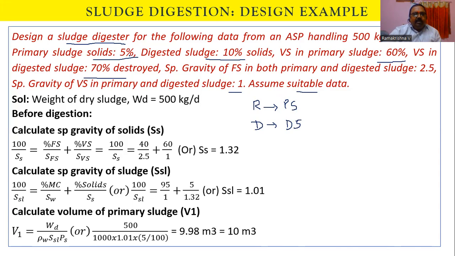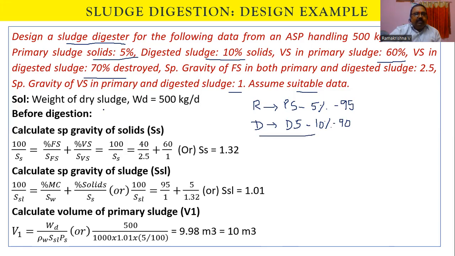So primary sludge is 5% here. This is having 5% solids. And this is 10% solids. So increment of solids by 5%. That means 5% solids means 95% moisture. 95% moisture here. And here 90% moisture. So this is the equation we have.